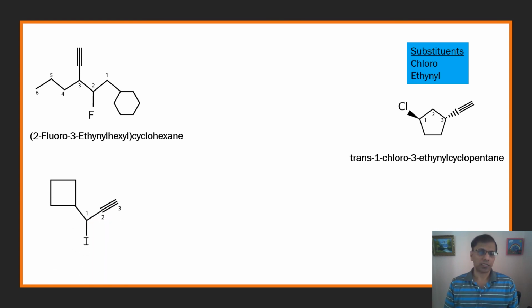So let's look at another example here. There is a ring, so the ring will have preference. I've numbered the side chain. This 1, 2, 3 is the side chain. On carbon atom 1 we have the iodo substituent, and so this will be called 1-iodo-2-propynyl cyclobutane.